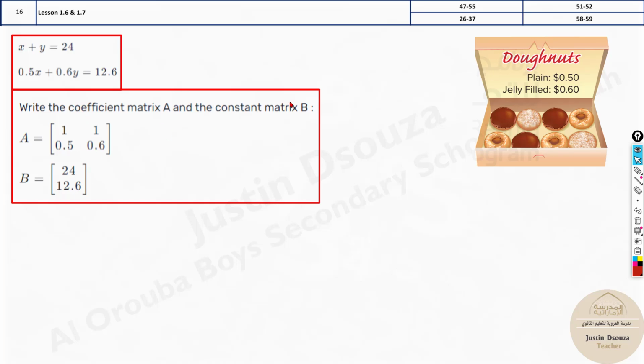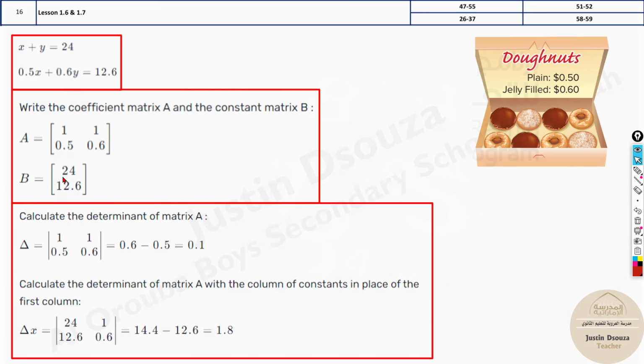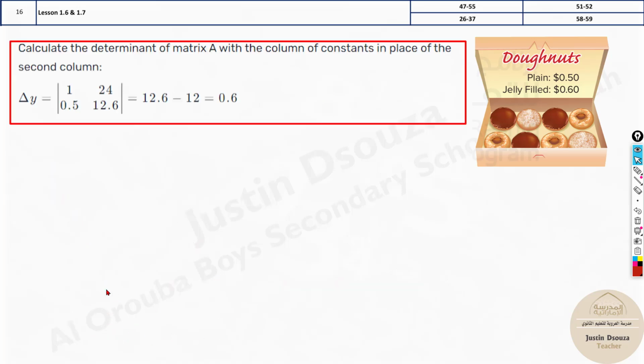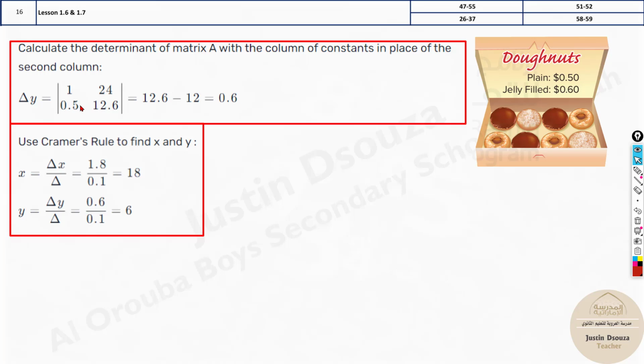And what is the other matrix? You consider it B or anything. So that was 24 and 12.6. So you can easily find the determinant of A, and then to find X, but we do not need to do it. You can do that. And okay, this is very important. Y. Now this is determinant, then you substitute over here and find the Y value.